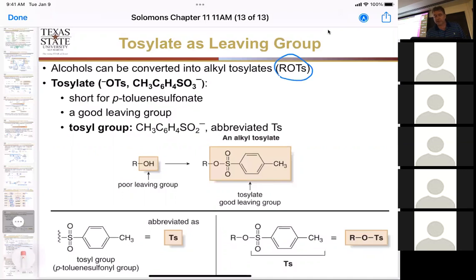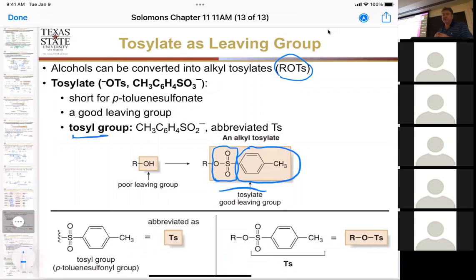So this compound here is toluene. It's a methyl group on a benzene ring. And then we have a sulfonic acid on this side here. Okay, that whole group of the sulfur with 3 oxygens and that benzene ring is called the tosylate leaving group, or the tosyl group. Tosyl group right here.